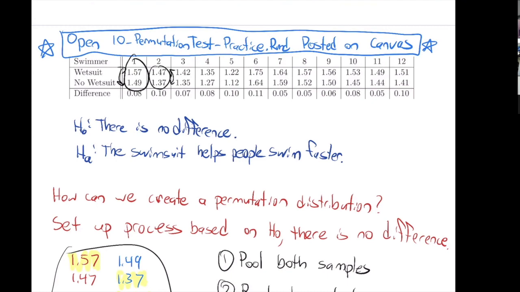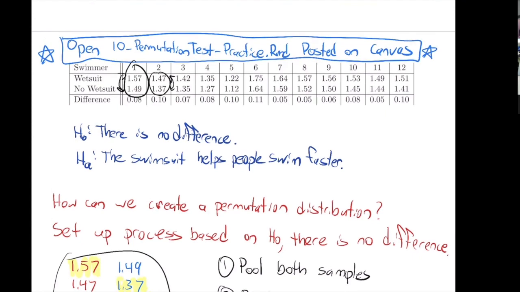Basically we flip a coin. We say 1.57, you are not the wetsuit time, 1.49, therefore you're the wetsuit. And then we look at all of the corresponding differences just by randomly permuting each of those pairs. So we're just going to permute things pairwise. And if you think about it, the only difference between assigning things this way versus this way is this has a positive difference and this has a negative difference, but it's the same amount.